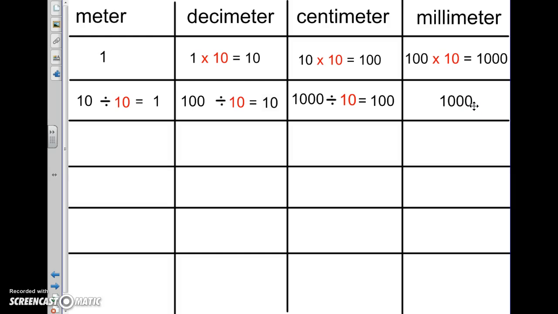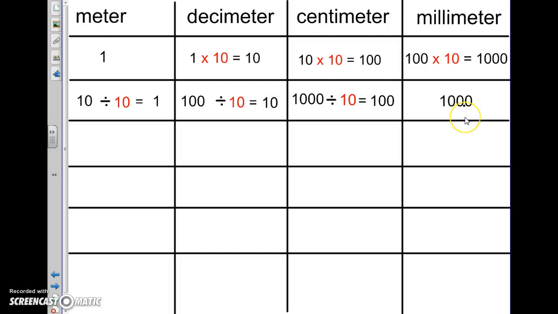So as you can see, what's happening here, as you know, in our base 10 system, every time we move one to the left, we're getting 10 times larger, and one to the right, we're getting 10 times smaller, right? So what happened here, when we wanted to change from millimeters to centimeters, we divided by 10, which means we move the decimal point over one to the left, because we moved these digits one to the right.